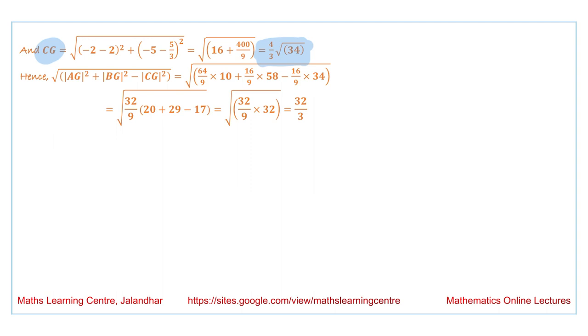So if we substitute the values in this formula, the required value is the square root of AG square plus BG square minus CG square, and we substitute these values over here. We obtain the final answer by solving these values. We obtain the final answer as 32 by 3. This is the final answer we obtain in this case. So this is how we can apply the previous results to solve the problems.